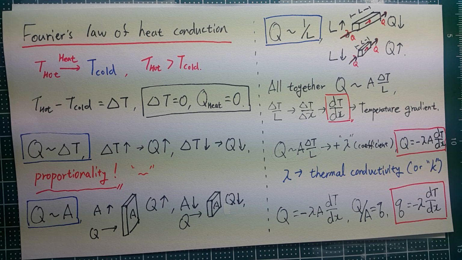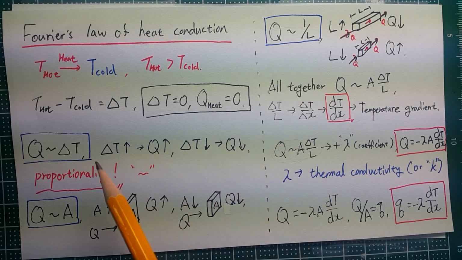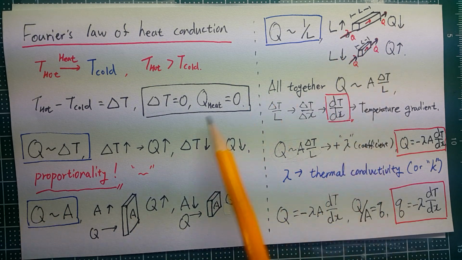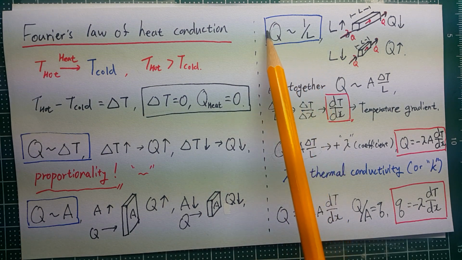Total heat flux is proportional to the area perpendicular to the direction of heat transfer. This is pretty much intuitive: if the area of heat transfer is increased, the total amount of heat will be increased. Also, the heat flux is inversely proportional to the thickness or distance of the heat transfer path. That means if the thickness increased, the total heat flux decreased, and if the thickness decreased, the heat flux is increased. It could be expressed in this way.